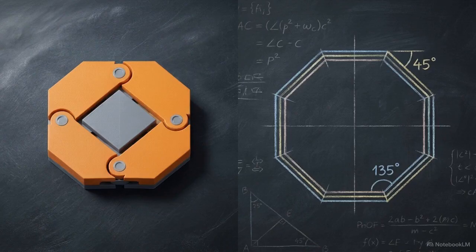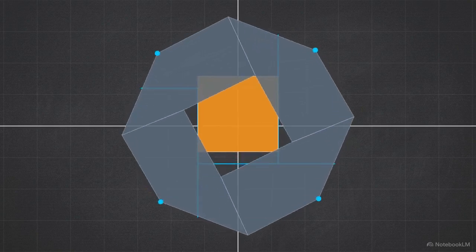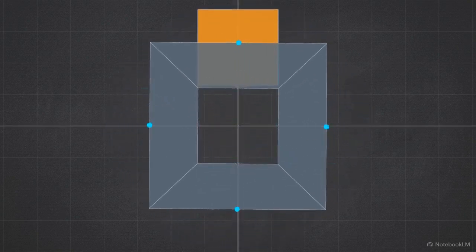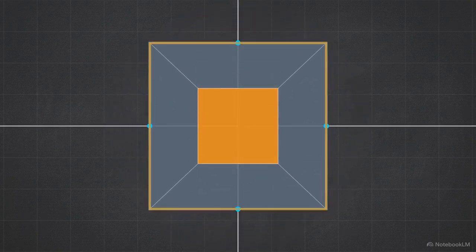These rules, exterior angles of 45 degrees, interior angles of 135 degrees, and area preservation through rigid motion, define the shape's behavior. Mastering the geometric constraints of the octagon allows for these precise transformations, turning static principles into mechanical engineering.